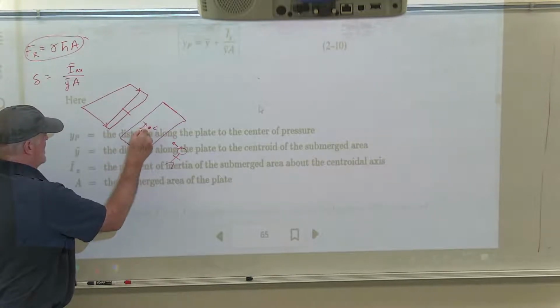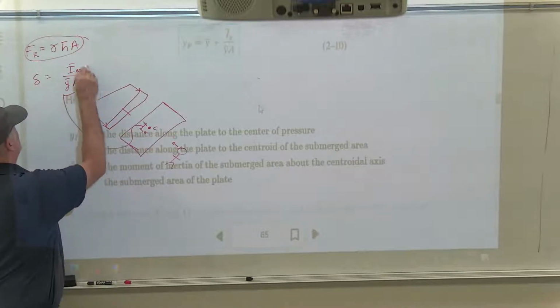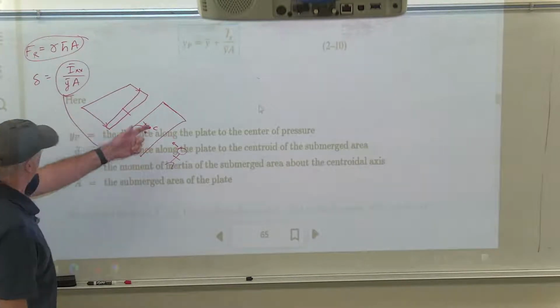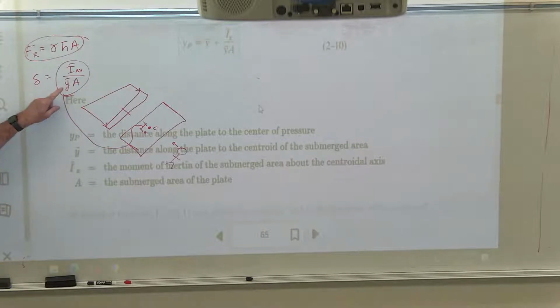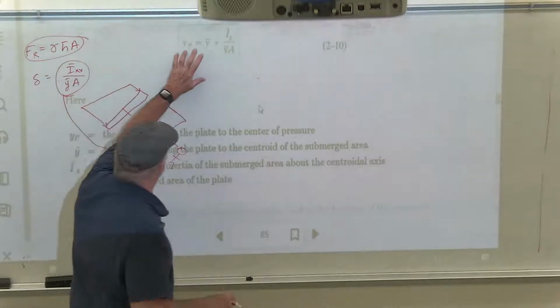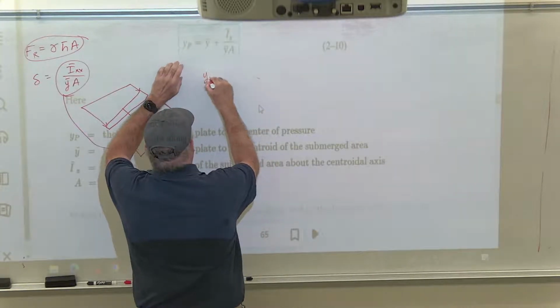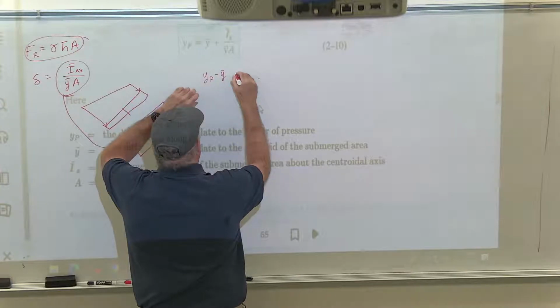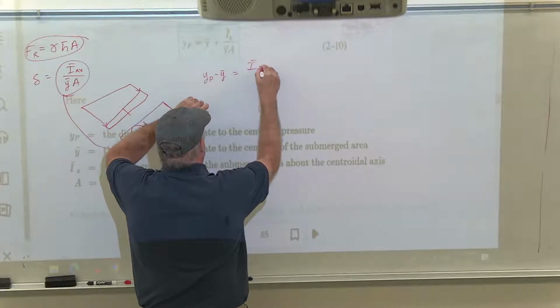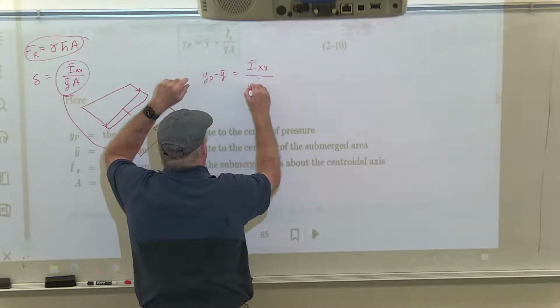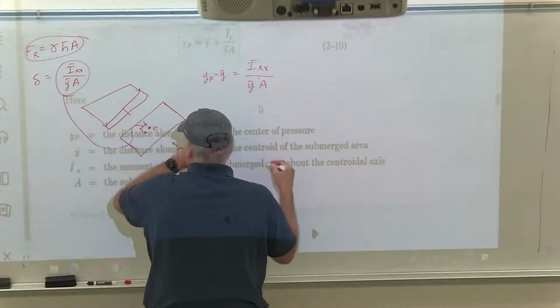And it turns out, how far below? That's what I like to say. How far below the centroid is that force? And that's where it is. His equation is basically this. The center of pressure and the centroid, you move those over, YP minus Y bar equals I bar XX, and I always put an extra X, just because it's a tensor, really.